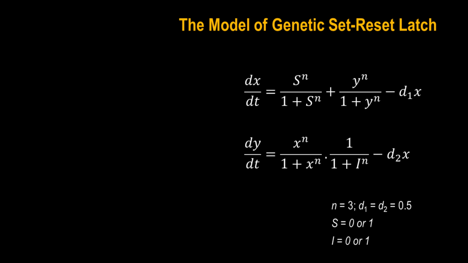To analyze this circuit, I have assumed some values for parameters in this model. N equal to 3, D1 equal to D2 equal to 0.5. Both S and I will be either 0 or 1. 0 means off, 1 means on.